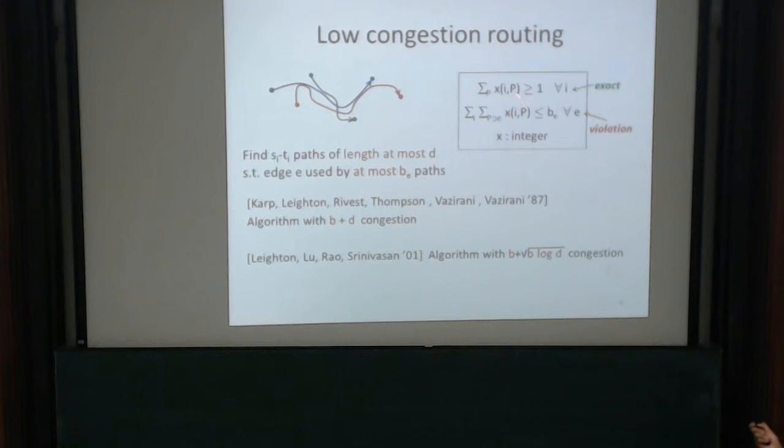There's another application. I won't talk about this in depth. This is low congestion routing, where you have edge capacity constraints. And here again, you want to find a solution that exactly satisfies certain constraints and possibly violates certain others. And again, it has a similar kind of story. There is one algorithm that achieves an additive sparsity type of violation, and another one that achieves an additive square root of b, where b is the right-hand side.